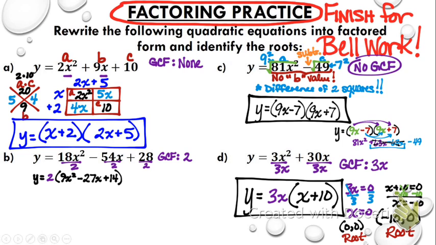Now that we've gotten our GCF out, what do I need to do with this? We're going to do the X. We're going to do the area model. So here's my A, my B, and my C terms.